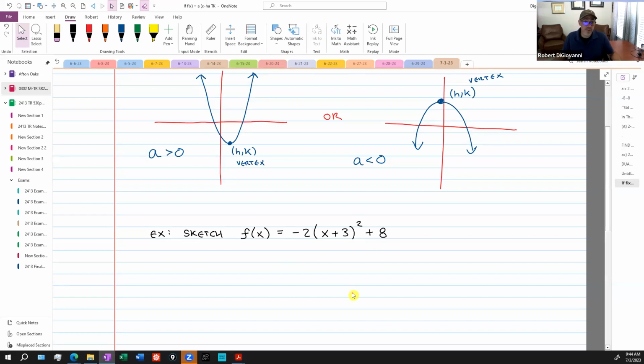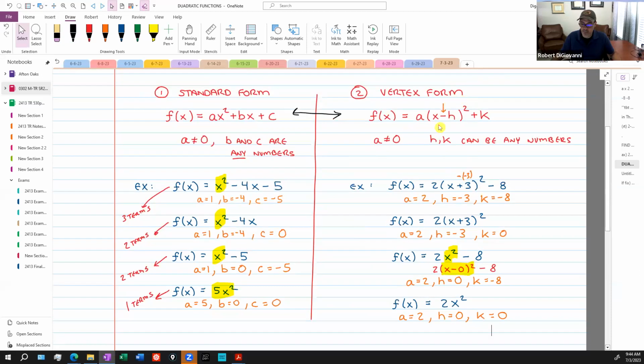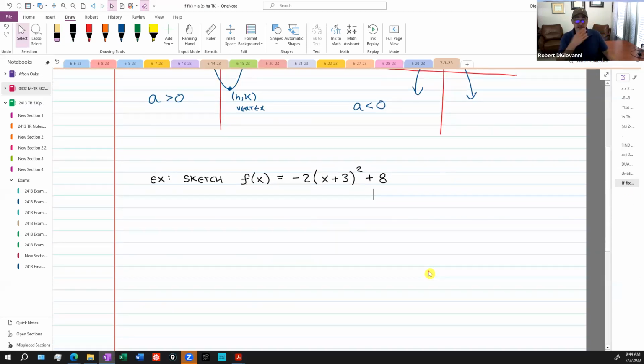The first thing I notice is that this is in your vertex form. I'll put it back up there. It's in this form, vertex form. It's not in standard form. Because it's in vertex form, I can tell a lot of things right now. First of all, a is -2, and what that tells me is that this opens down, which means that my parabola has got to look like this, with my vertex being here at the top somewhere.